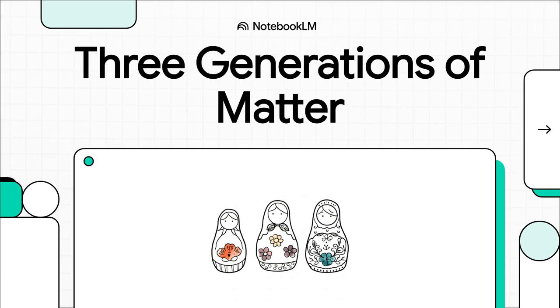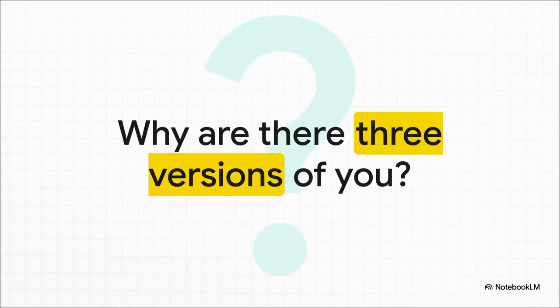All right, let's dive right into one of the biggest, weirdest questions in all of physics. And I mean, this is a mystery that gets right down to the very stuff you are made of. Me, the planet, everything. So here's the question. Why are there three versions of you? Yeah, I know, that sounds completely bizarre, but stick with me.